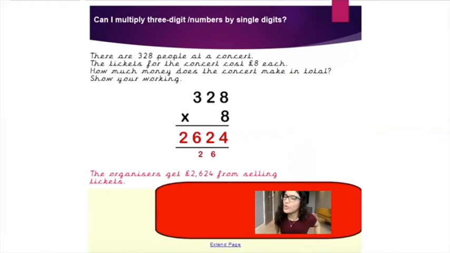The answer is 2,624. So you start by doing 8 times 8, which is 64. So you put this 4 here and then you exchange the 6. The next calculation is 2 times 8, which is 16. So we don't put the 6 though, because we have to add the 6 that we have left here for exchange. So 16 plus 6.